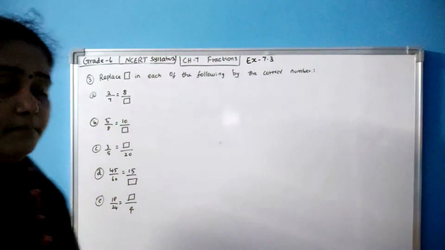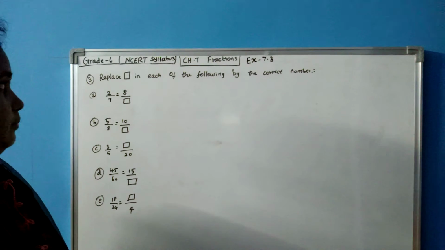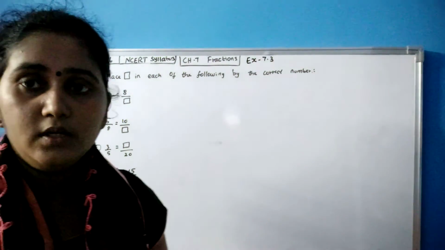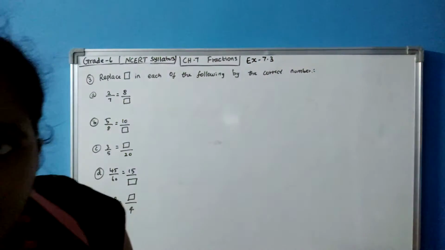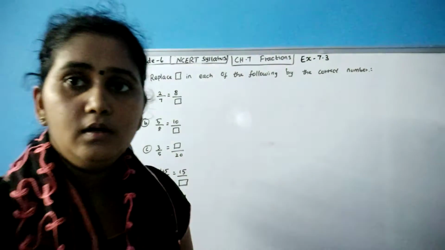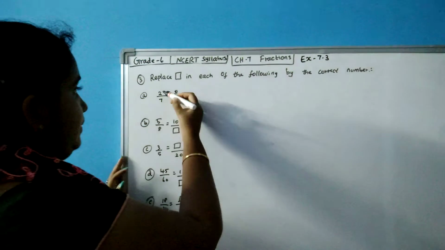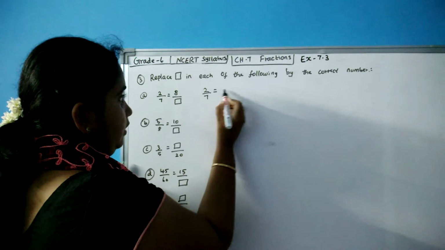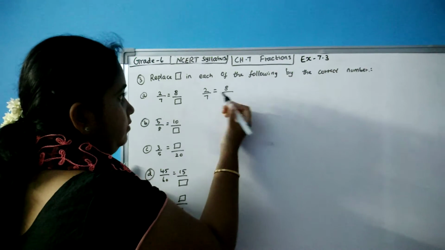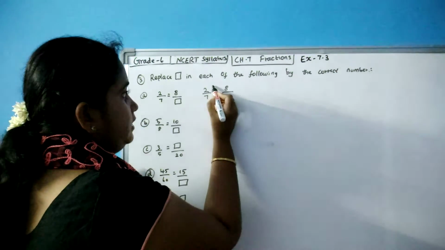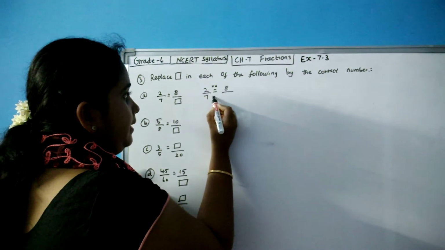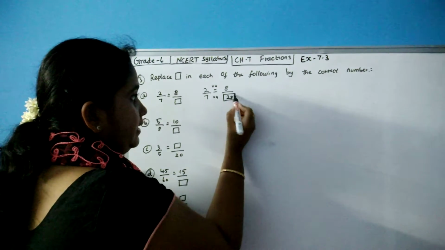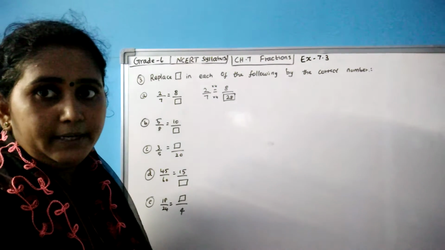Now we will move on to the next sum. Your next sum, you have to replace each of the boxes in the following by the correct number. Okay. So see the first sum, 2 by 7 equal to 8 by box. So that is 2 by 7 equal to 8 by what? So 2 into what gives you 8? 2 into 4. So similarly multiply the denominator also by 4. 4 7s are 28. So in the box what answer did you get? 28. 28 is the answer.